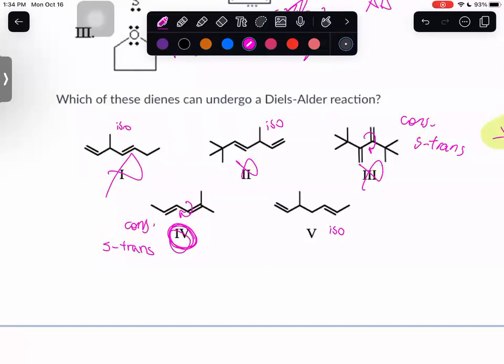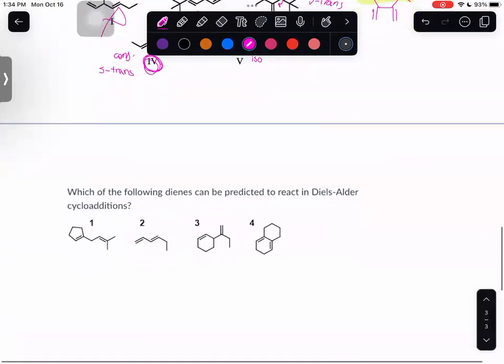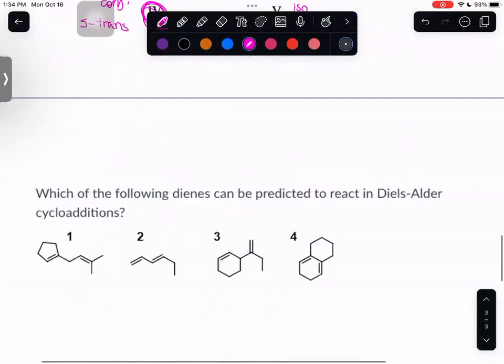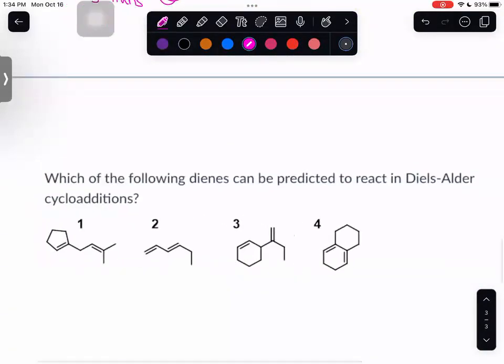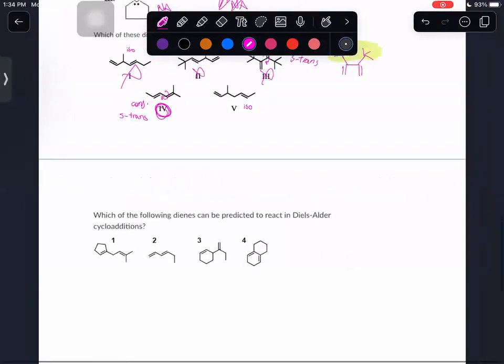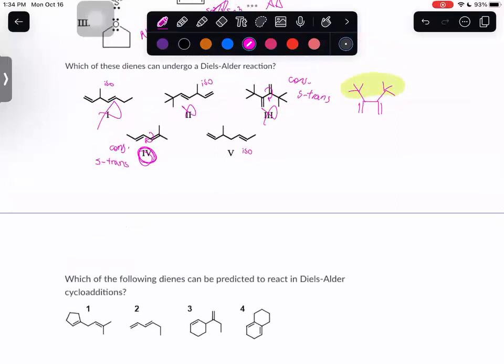Did anyone get that question on the practice exam? Did we get them right? Awesome. I almost chose 3. Yeah, because it's conjugated, but then 2 is not locked in that shape. Yeah, 4 is locked in that shape. You just gotta cook it. It could work, but 2 would be better.